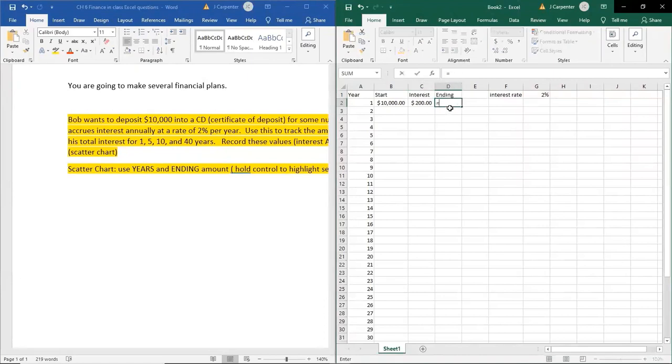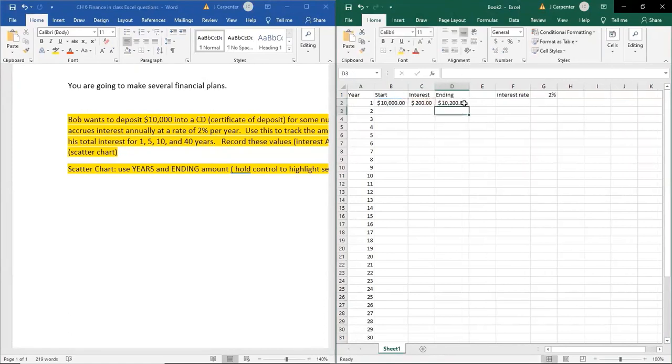So the ending balance, that's just the sum of the start and the interest. So 1 year in, we gained $200 for free, and we now have $10,200. For year 2, we just link year 1's end balance, so equals, and then click that cell. Boom. Watch what happens if I drag the interest down. It's a dash. Ooh, that's wrong. Double click the cell, and you can see why.